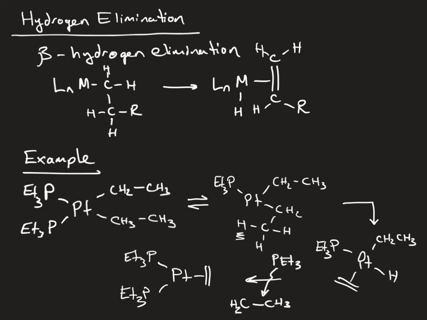So in this example, we have ligand dissociation followed by beta hydrogen elimination, followed by reductive elimination of ethane, followed by the association of the phosphine, forming the 3-coordinate platinum 0 complex.